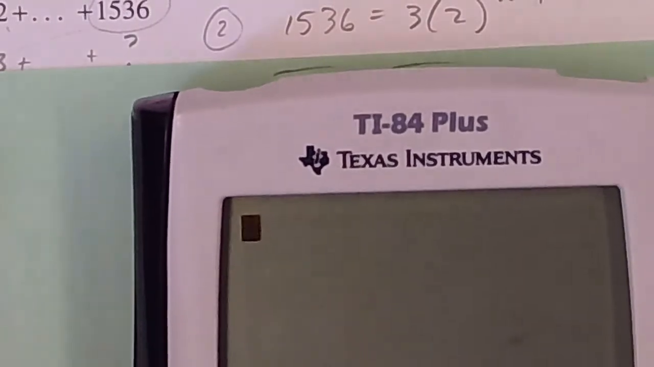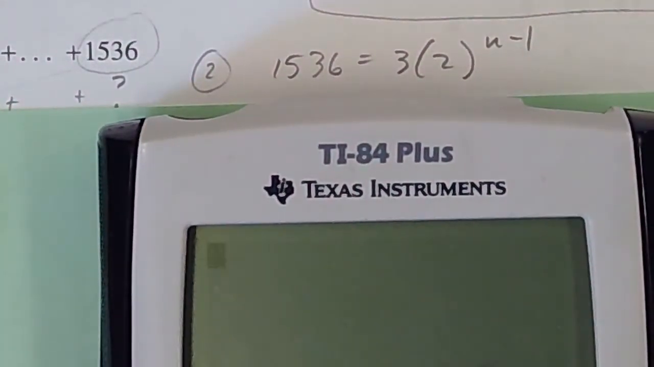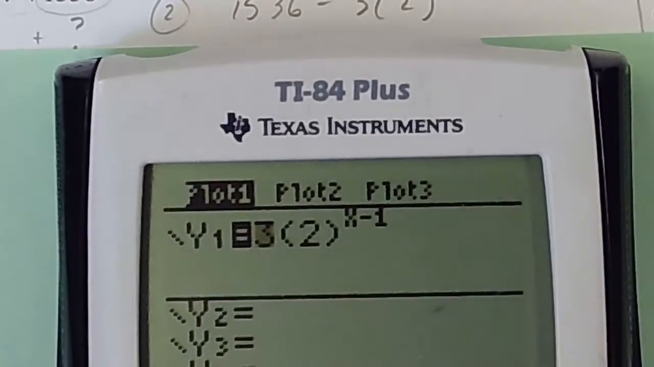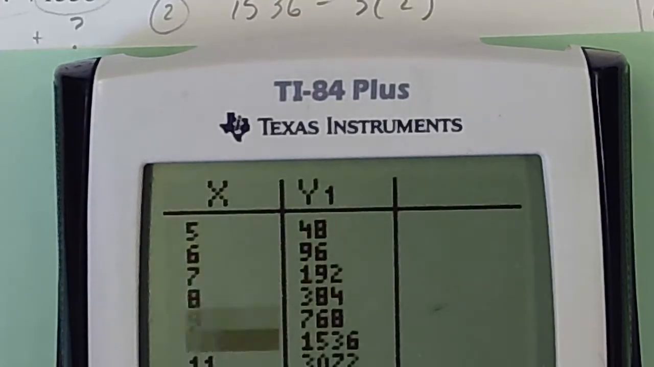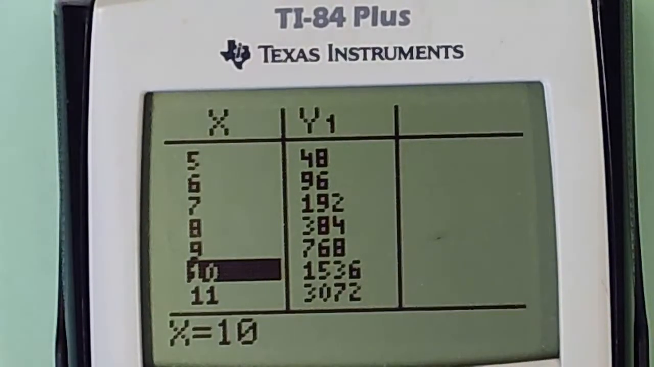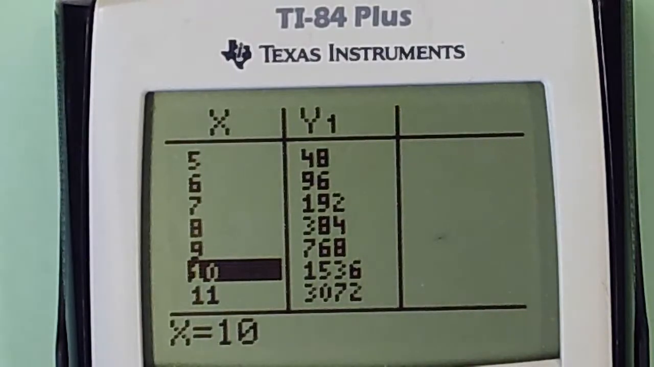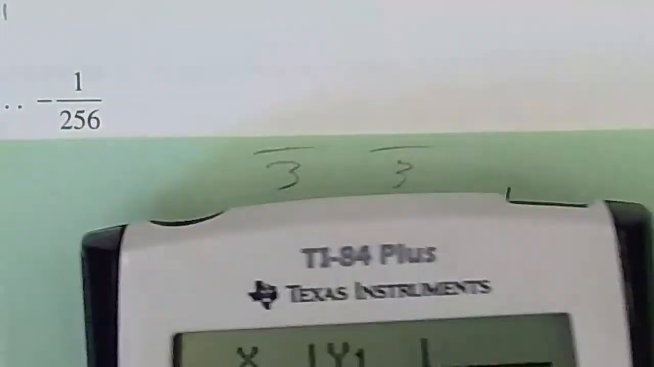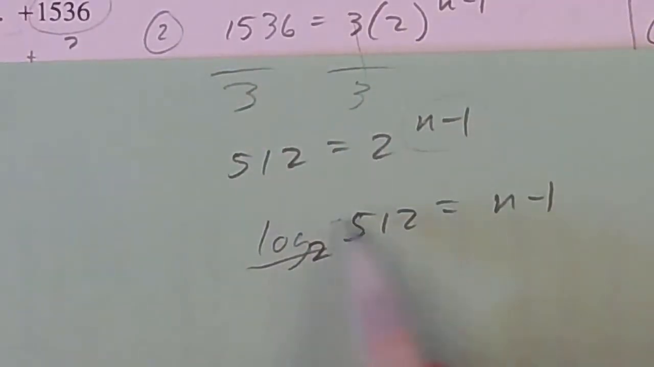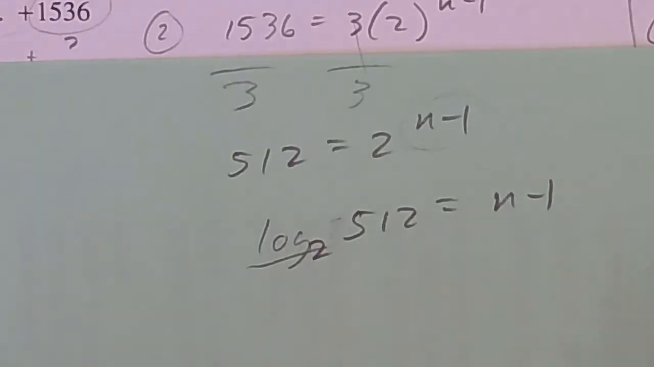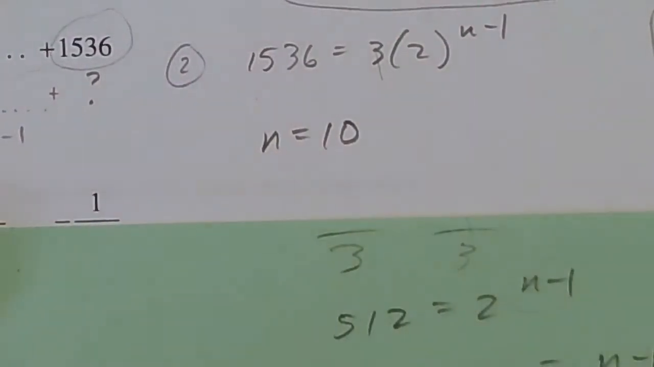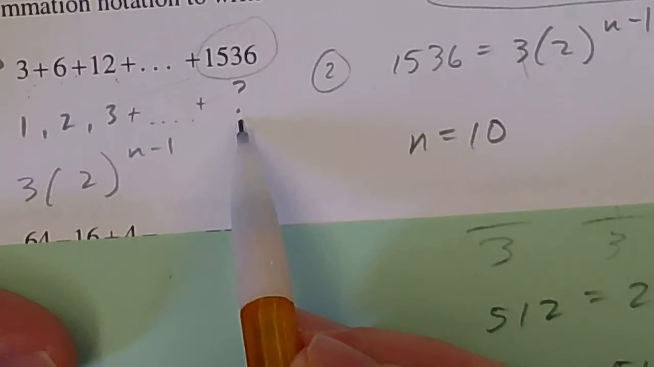Another way is just to start randomly guessing and checking, or you could use your table. If I go to y equals and plug in 3 times 2 to the n minus 1 and go to my table, I can start scrolling up and down until I find the 1536. There it is. So I give you 3 options. Guess and check, just start spinning your wheels in the clear screen, use your table, or solve this using logs. Options are good. You pick. I don't care. So n is 10. Okay, so n equals 10 to solve that equation, which means that's this value right here.